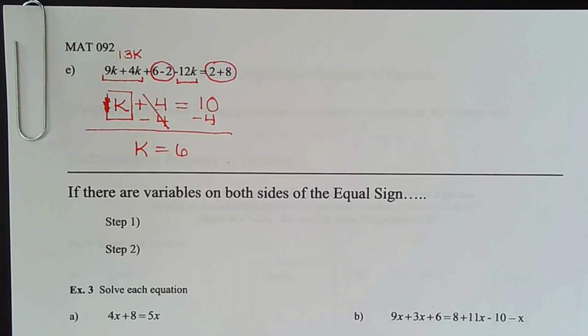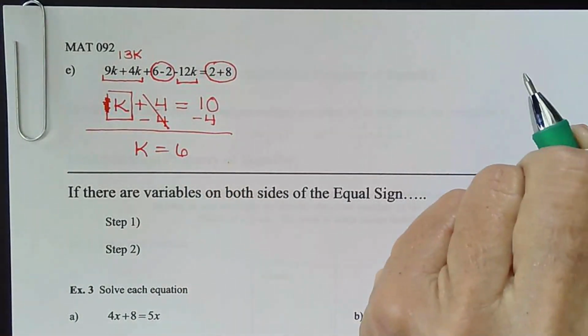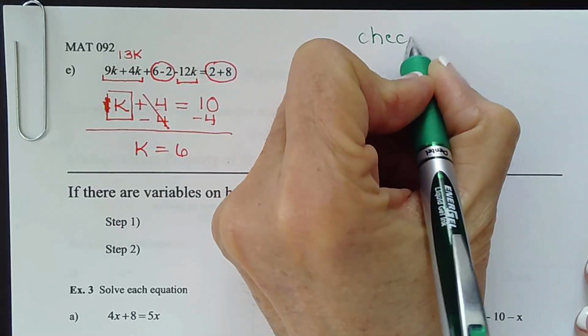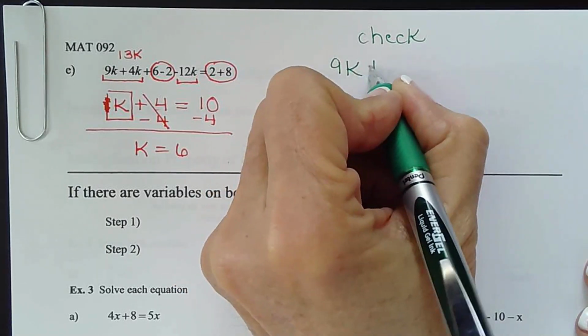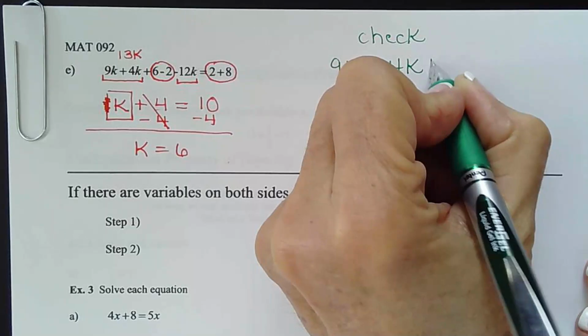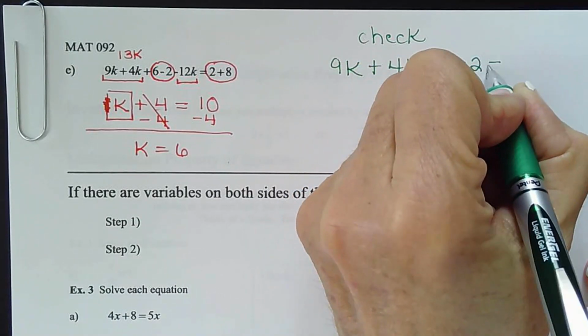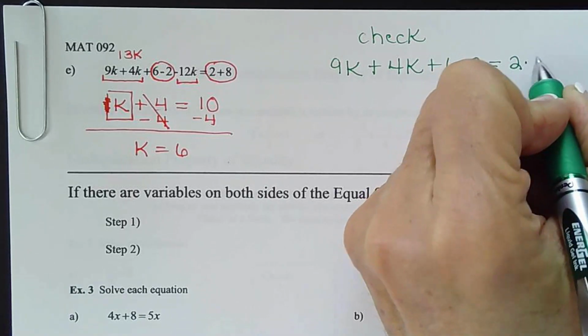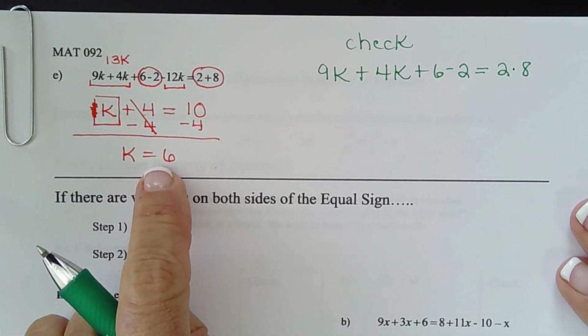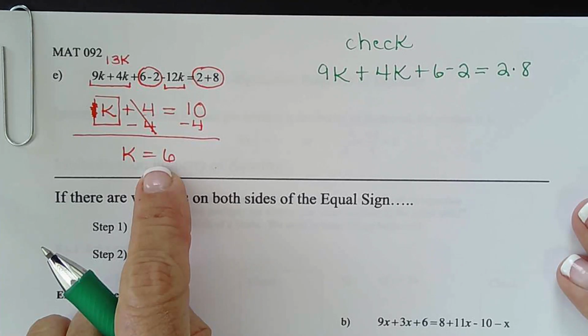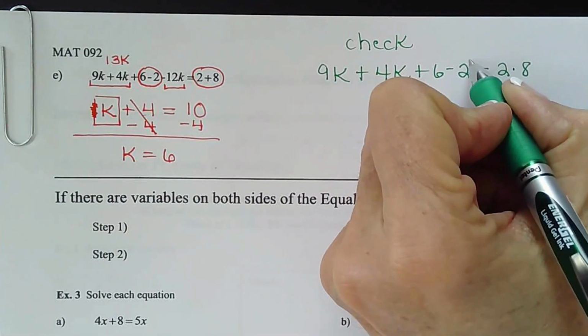Now when we go to check this one, we do have to go into the original. So that big, messy, ugly first problem is what we have to check into. So I'm just going to rewrite it over here so I have it. I don't have to keep looking over. 9k plus 4k plus 6 minus 2. And I mean it has to be identical to the original. So don't do any work until you get your value plugged in. So now everywhere I see a 6, oh, do you just see what I did? Dang, I forgot the minus 12k.